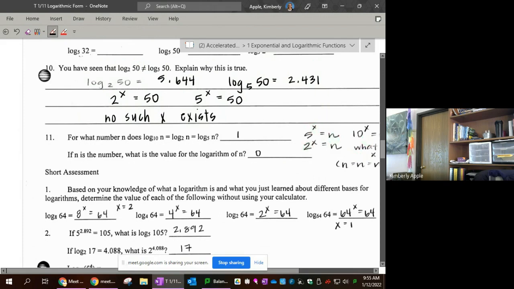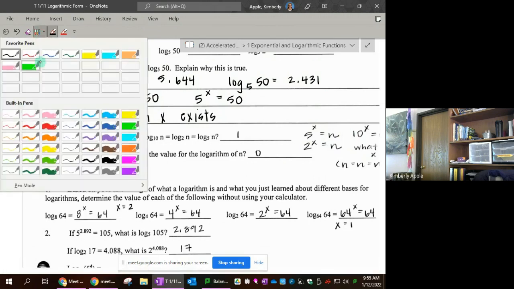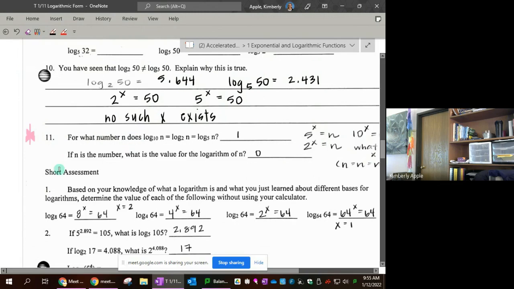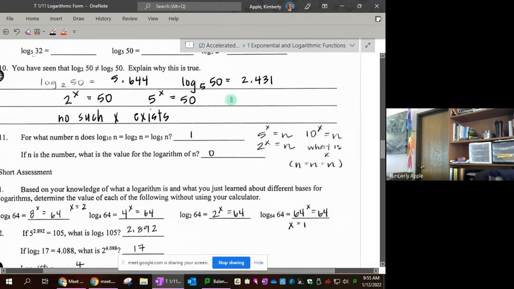Wonderful. Super. All right, so for number 11, and I will go ahead and tell you that number 11 is a favorite of mine for a test question. Okay. I love it. Let me explain it to you. And again, this is a place where the exponential form comes in handy. So what this is really asking is what number can I raise 5, 2, and 10 to and all get the same number? What is the x that will give me the same number in all 3 cases? And there's only one option.